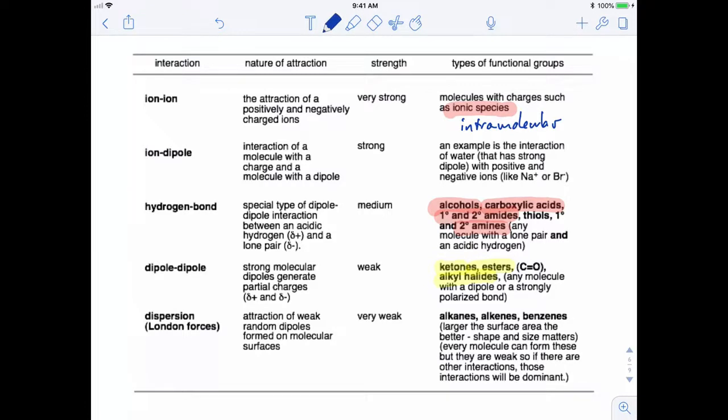Secondly, dipole-dipole: ketones and esters with that carbonyl group. C double bond O is polar. Alkyl halides will also potentially have a dipole moment. And then dispersion forces, anything that has no polar bonds will exhibit dispersion forces. Everything exhibits dispersion forces. However, the shape and the size of that molecule are going to dictate what they look like.